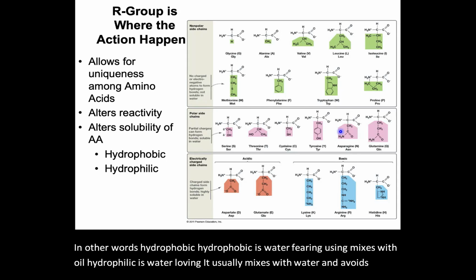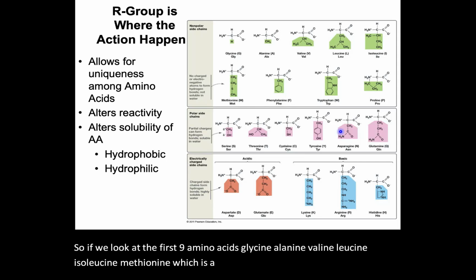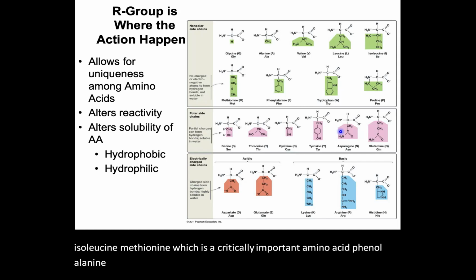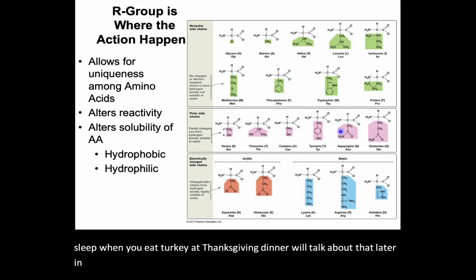All right. So if we look at the first 9 amino acids: glycine, alanine, valine, leucine, isoleucine, methionine, which is a critically important amino acid, phenylalanine, tryptophan, which is the same chemical that does not put you to sleep when you eat turkey at Thanksgiving dinner. We'll talk about that later in the semester. And proline. Those 9 amino acids are non-polar amino acids.